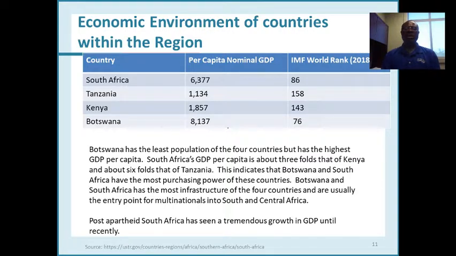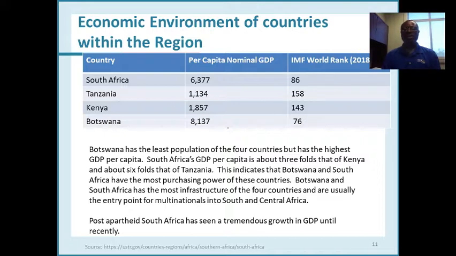South Africa has a GDP per capita of 6,377, Tanzania 1,134, Kenya 1,857, and Botswana 8,137. In terms of ranking, Botswana is ranked 76 in the world, South Africa 86, Kenya 143, and Tanzania 158.